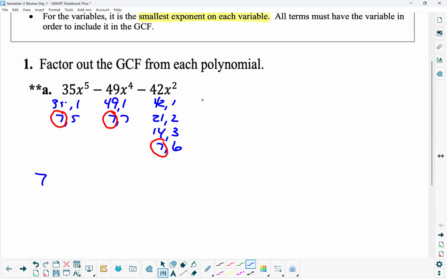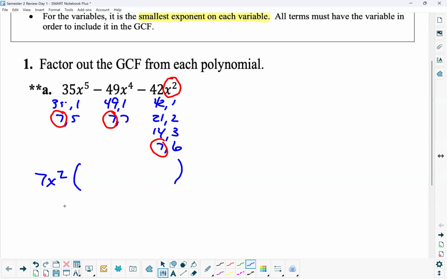Because our polynomial is written in standard form and there's only one variable, the variable term on the last term is going to be part of our greatest common factor. So the greatest common factor would be 7x squared.